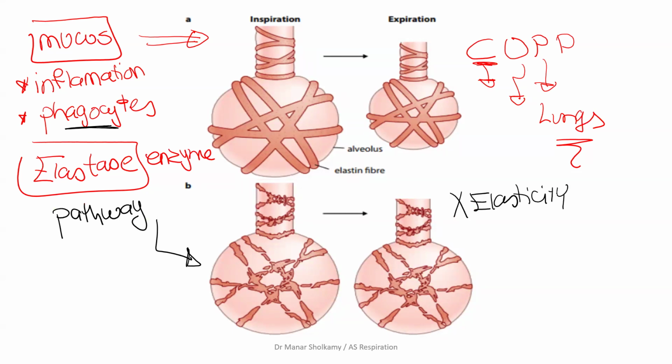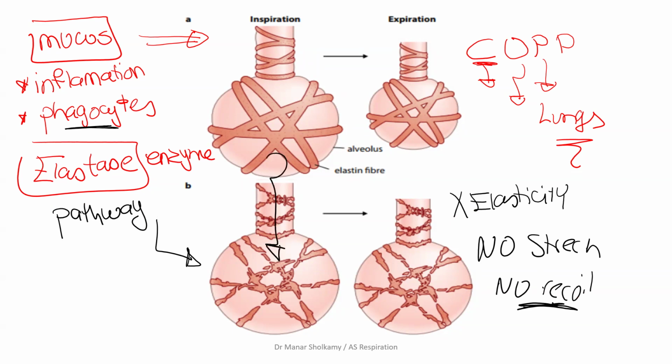The alveoli will not be like the healthy alveoli that we know. No stretching, no recoiling. And the most important part is the recoiling part, because air will be inhaled and it will overstretch. And we cannot squeeze out the air. There is no contraction of elastic fibers because they have been broken down. The air will become trapped, the alveoli will overstretch and it will burst.